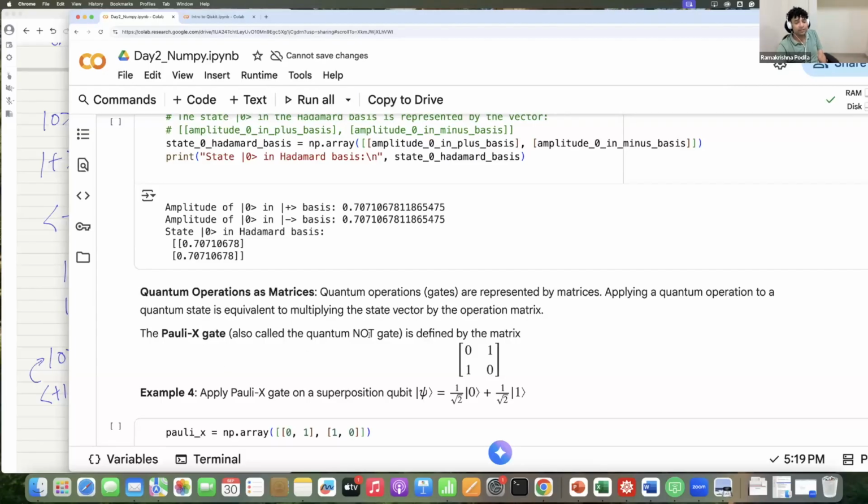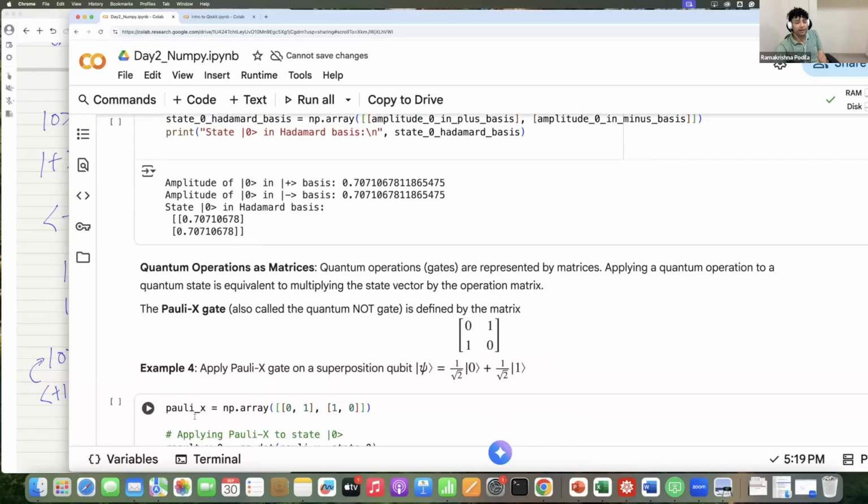The Pauli X gate is also called the quantum NOT gate. It is defined by this matrix. What the NOT gate does is it flips 0 to 1 and 1 to 0. So first we want to define the Pauli X gate, and then we want to apply it to a qubit that is in a superposition state, that is 0 and 1.